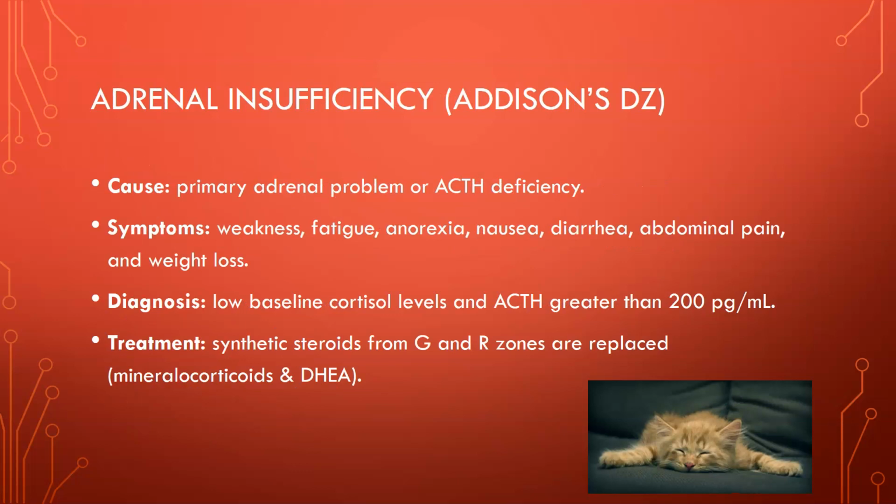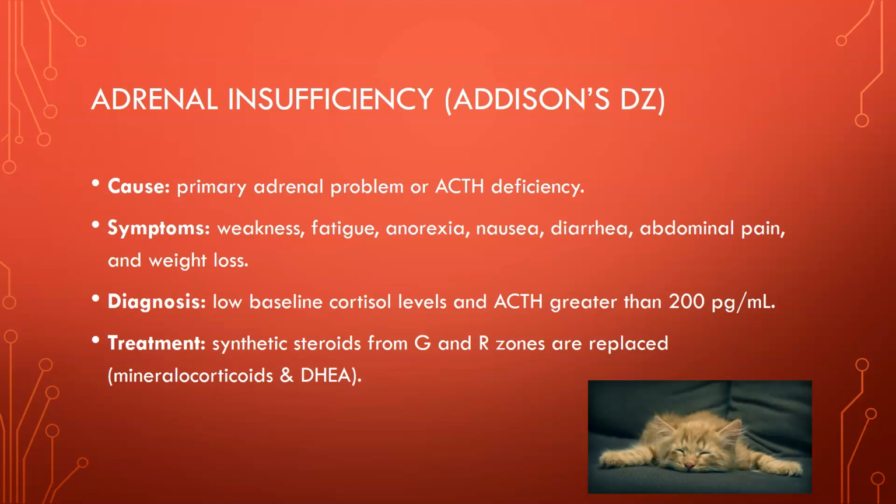Adrenal insufficiency, also known as Addison's disease. The cause can be a primary adrenal problem, so the adrenal glands are not functioning, or it could be an ACTH deficiency, so that would be at the level of the pituitary. The symptoms are going to be weakness, fatigue, anorexia, nausea, diarrhea, abdominal pain, and weight loss. And so this could be like some, if you will, some form of extreme adrenal fatigue.